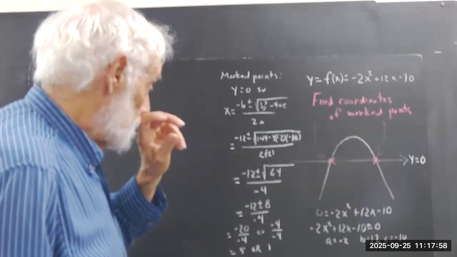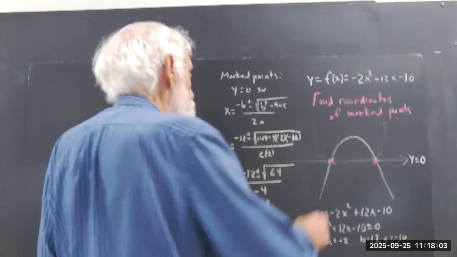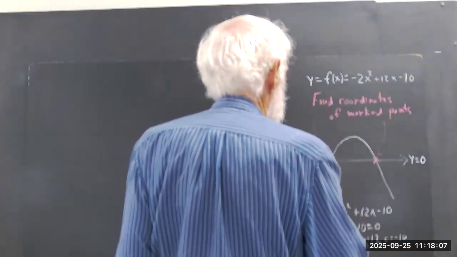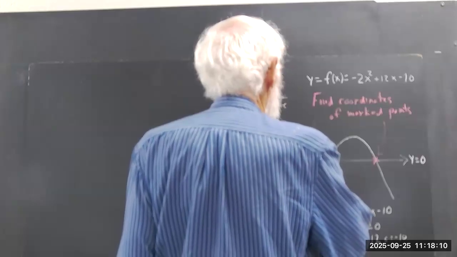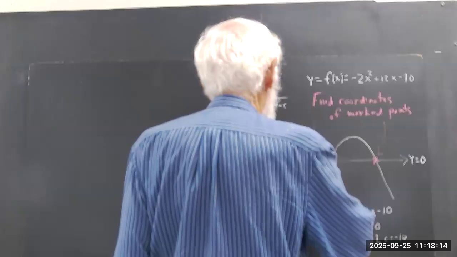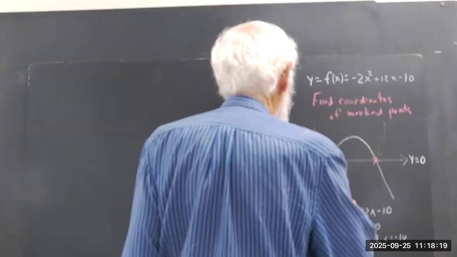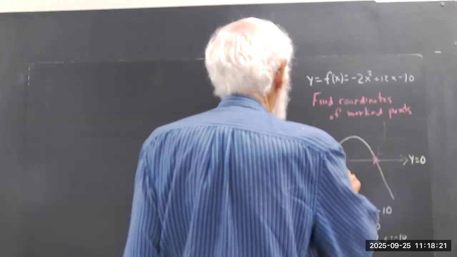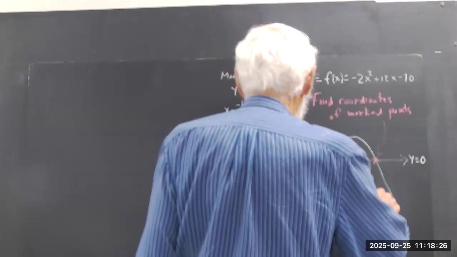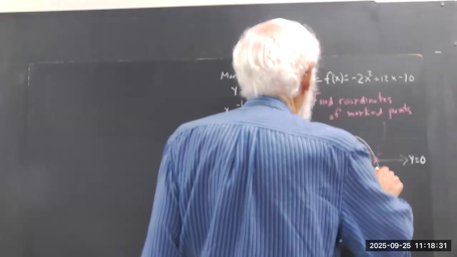Okay, so these points, if I've done this correctly, we'll check in a minute. This point would be the point 1, 0. We call that an x-intercept because it's on the x-axis. And 5, 0.